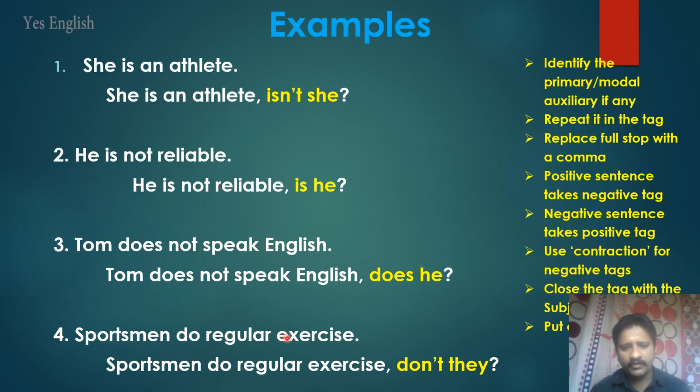And number 4, the last one. Sportsmen do regular exercise. Here, do. Do comes here, and as the sentence is positive, we use a negative tag. So instead of do not, we say don't, which is a contraction. And sportsmen is replaced with they.